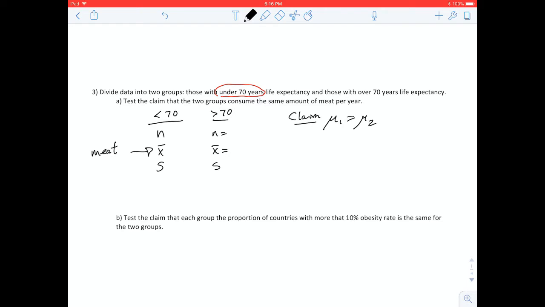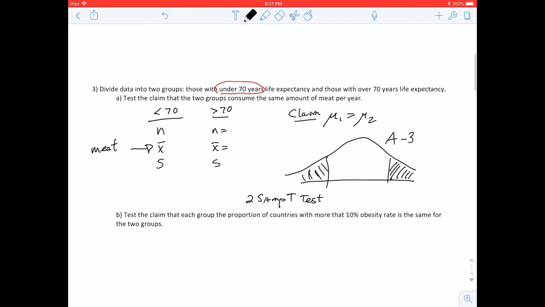Be sure to write down H sub 1 and H sub 0. And then when testing a claim about a mean, that means that it would be a t-test, so that's table A3, to look up the critical values. And then you can use the two sample t-test for the test statistic. And if it lands over here past this critical value, or over here past this critical value, then you did actually prove something, that the two groups are not the same.